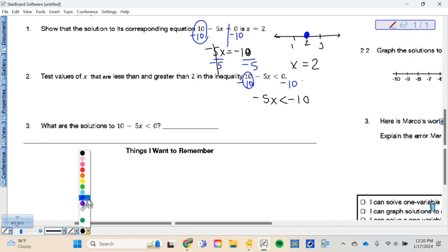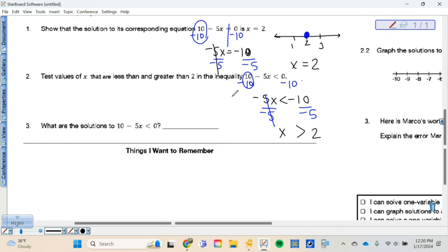And now, to get rid of that negative 5, I need to divide by negative 5 on both sides, so that those negative 5s cancel out. And I have just my x left over. And on the right-hand side, negative 10 divided by negative 5 gives us that positive 2. And now, since we divided by the negative 5, we have to flip our inequality the other way.